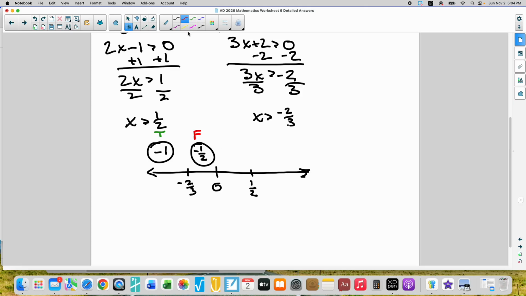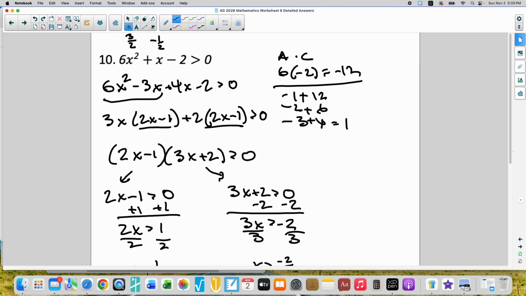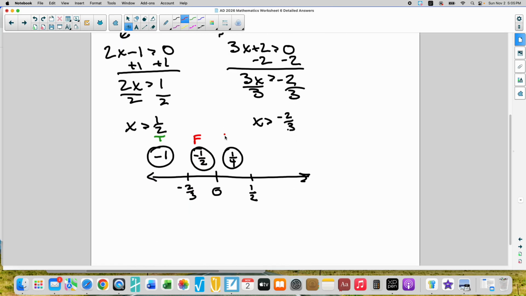Let's pick a number between 0 and 1/2. Let's take 1/4. Let's test that. 1/4 squared is 1/16, times 6 gives us 3/8. This is 1/4, so that's 2/8, so that's 5/8. And minus 2 is going to be a negative number, which is not greater than 0. So that is false.